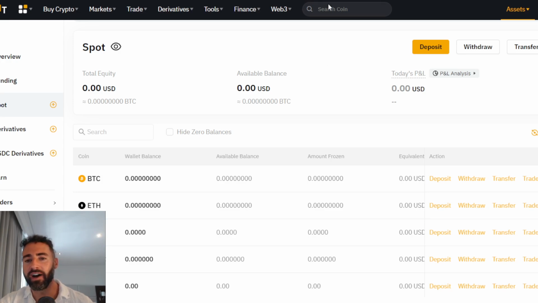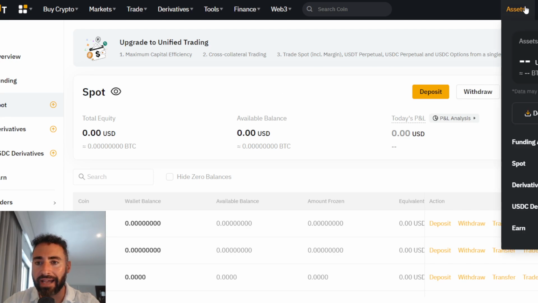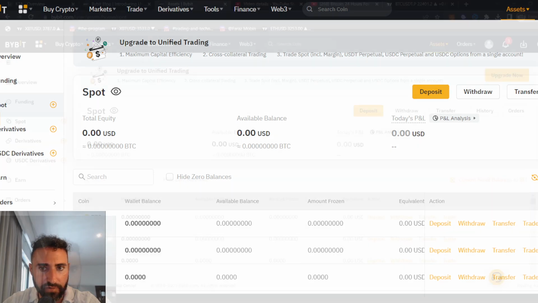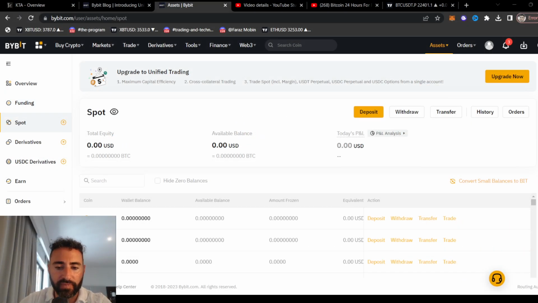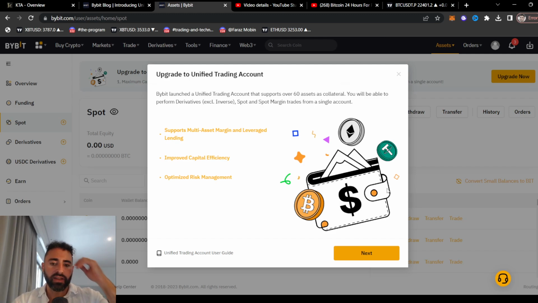Just meditate. Anyways, if you do want to upgrade to unified margin on ByBit, all you have to do here is go to your assets tab. That will prompt you at the top with the upgrade to unified trading option, which will then prompt you with a questionnaire. Let me make sure that you can see the full thing here. There we go. You can go to upgrade now. All right, very nice. And it'll bring you through this. Pretty damn simple.